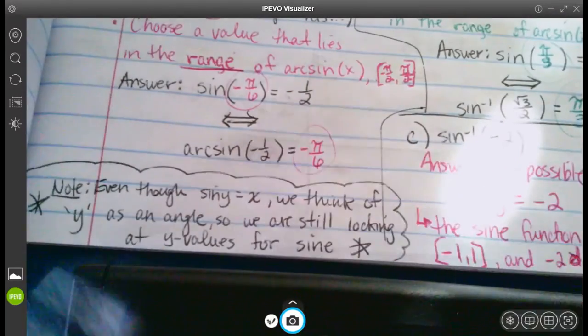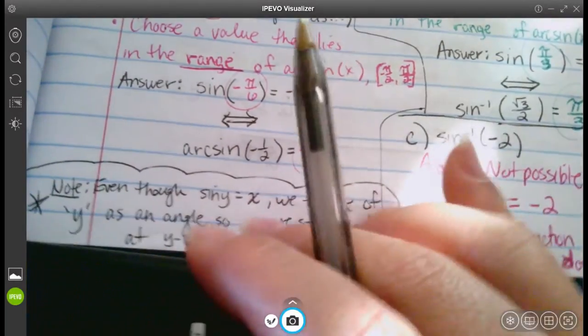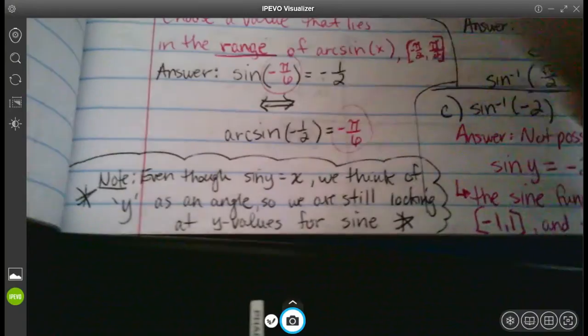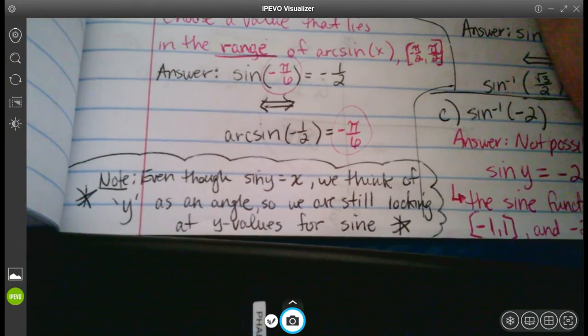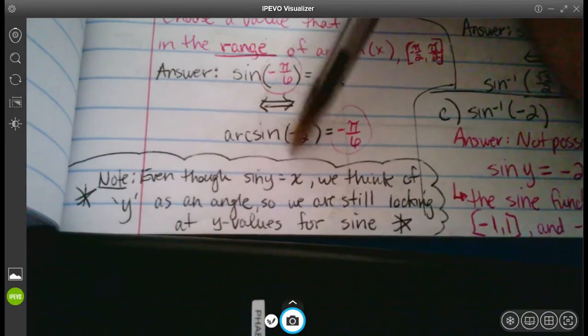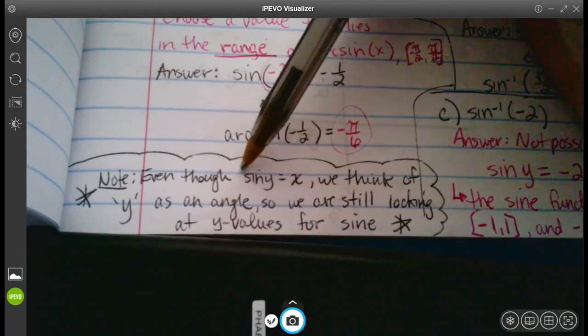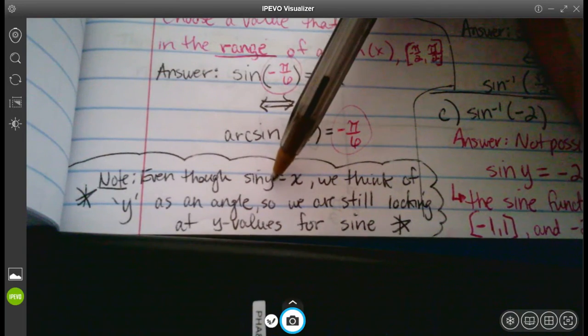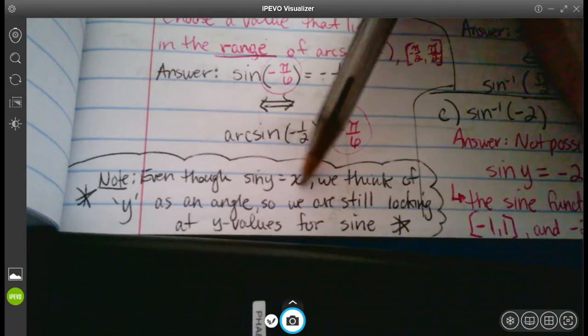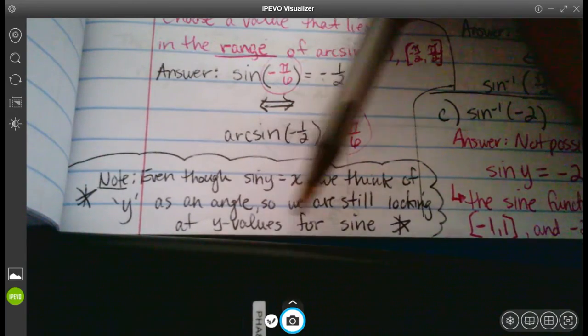And I do have a note here. This is just kind of extra, but if you want to write it, you can. It says that even though sine y equals x, we think of y as an angle. So this right here is just a placeholder. It's like saying sine of what angle is equal to x. You don't think that this is the value y. It's just some angle. Which angle gives me this? Okay, so we're still looking for the y values for sine.